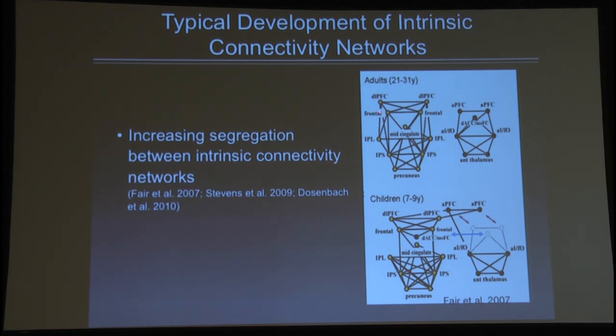So here's one network, here's another network. This happens to be the dorsal attention, this is the ventral attention network. And they're all highly connected within each other, but they're separated from each other in adults. And in kids, you can see that they're starting to connect up, but they're still not segregated. So these are two essential properties of a well-constructed network in the brain.